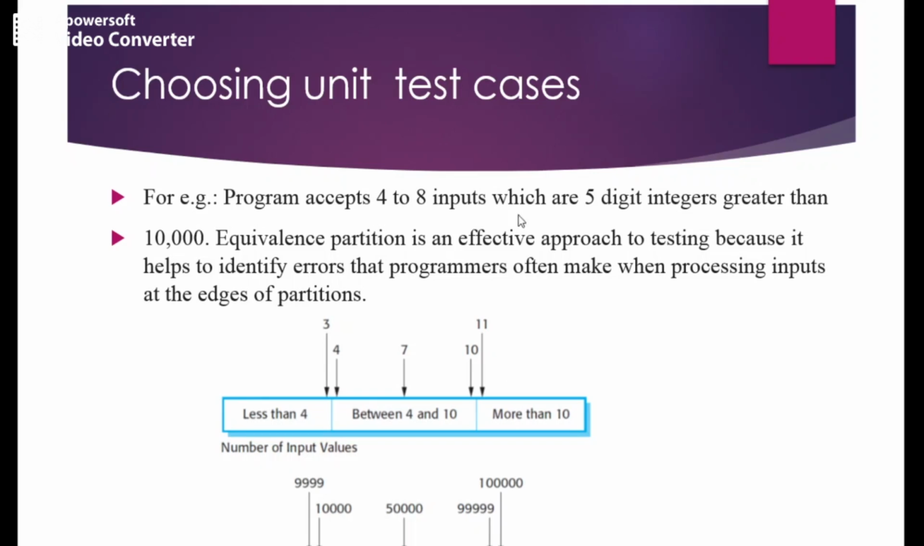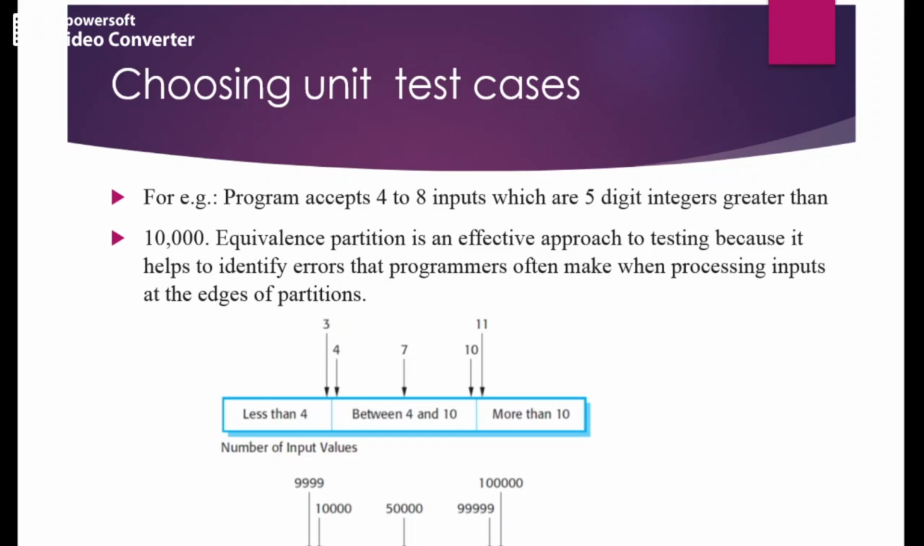Now this is one type of partition. One more I can do, we'll look at the second half of our question. The program accepts 4 to 8 inputs. So we have done the equivalence partitioning here. Now, which are 5-digit integers greater than 10,000? So now for this value, I'll put the equivalence partition. First partition less than 10,000. Next, between 10,000 and 99,999, and more than 99,999.